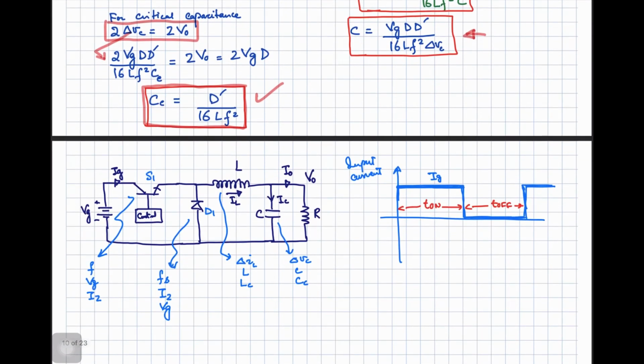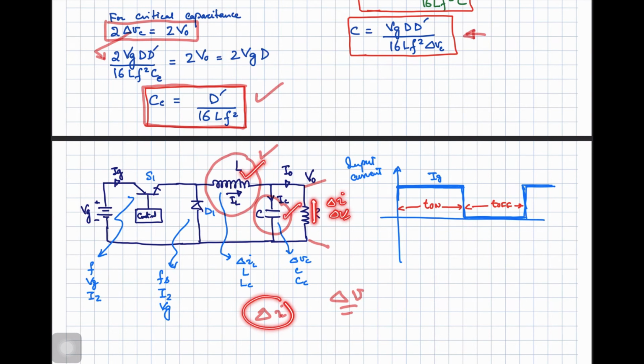Now, summarizing this video, we have calculated the method of how we can calculate this inductance for the given value of the delta I, and how we can calculate this capacitance for the given value of the delta V, where delta V is the variation in the output voltage. If that is known to you, you can find out the capacitance. If delta I is known, because delta I, the inductor current variation, will be equal to your source current variation, then for the required delta I and delta V at the load, you can design this inductance and the capacitance.